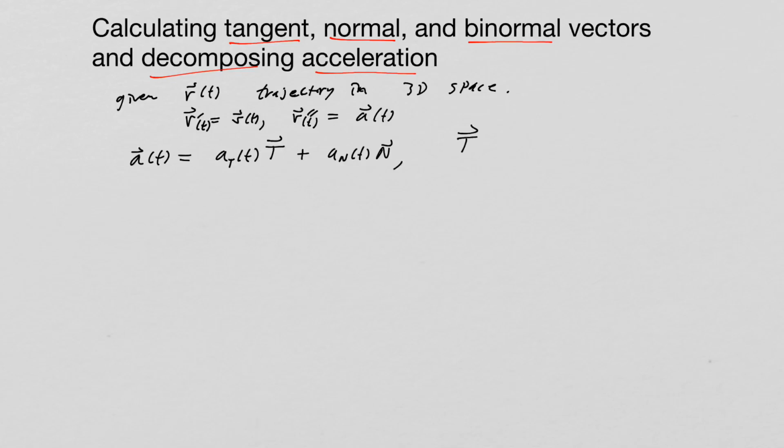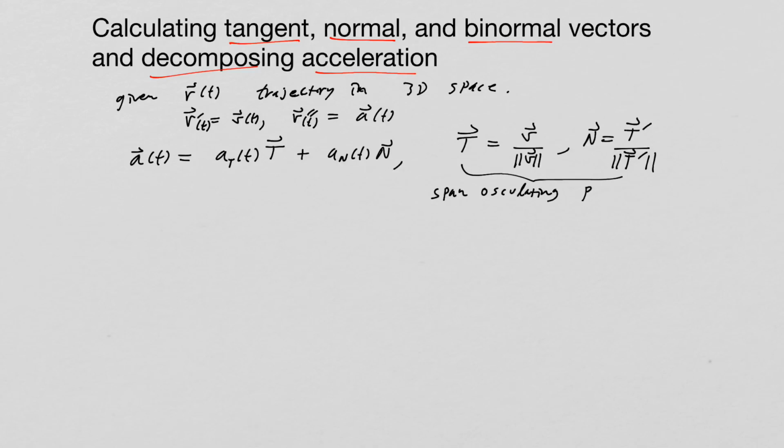And t is just the normalized velocity, like so. And n is the derivative of the tangent vector, also normalized, like that. Okay, together these form what they call the osculating plane. They span the osculating plane.